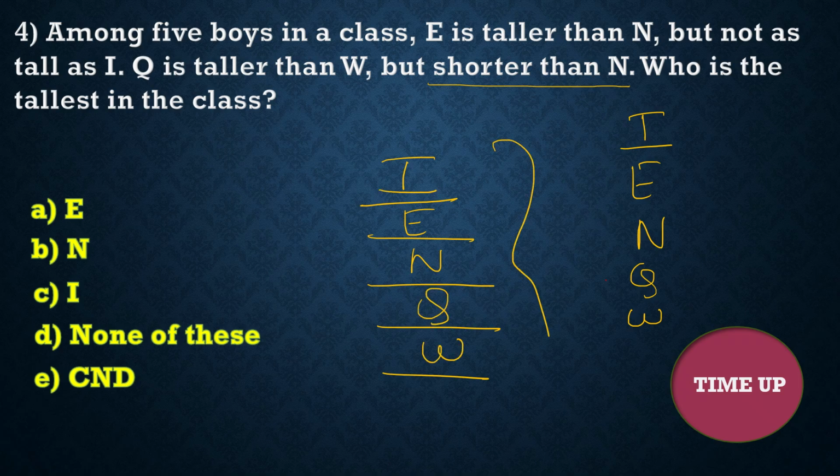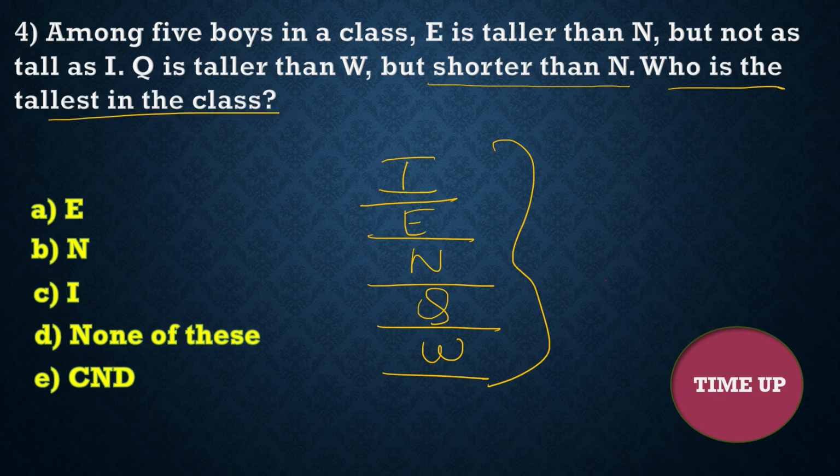So this is the arrangement that you got after you solve this question. What is the question asked? Who is the tallest in the class? I is the tallest in the class. So the correct answer will be C, that is I.